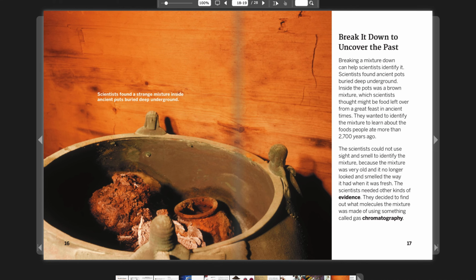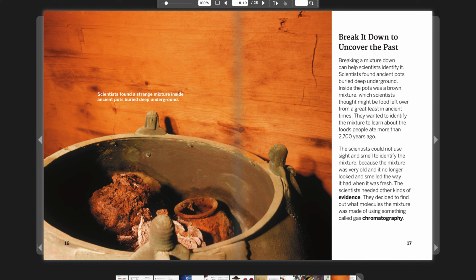Break it down to uncover the past. Breaking down a mixture can help scientists identify it. Scientists found ancient pots buried deep underground. Inside the pots was a brown mixture which scientists thought might be food left over from a great feast in ancient times. They wanted to identify the mixture to learn about the foods people ate more than 2,700 years ago.